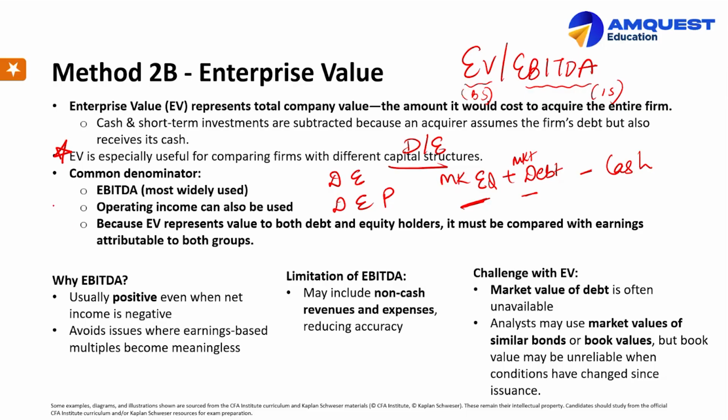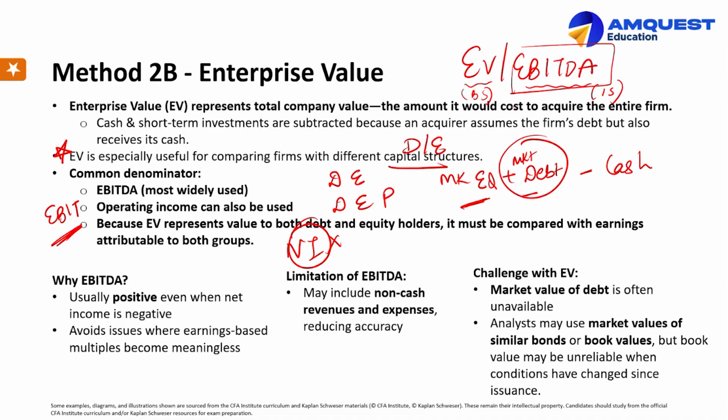Operating income, EBIT, can also be used. Because EV represents value to both debt holders and equity holders, it must be compared with earnings attributable to both groups. So we take EBITDA or EBIT in the denominator because it is the earnings available for all contributors of capital. We do not take net income in the denominator because net income is attributable only to equity holders. When we consider debt in the numerator, the denominator should also have the measure that can be given to debt holders.